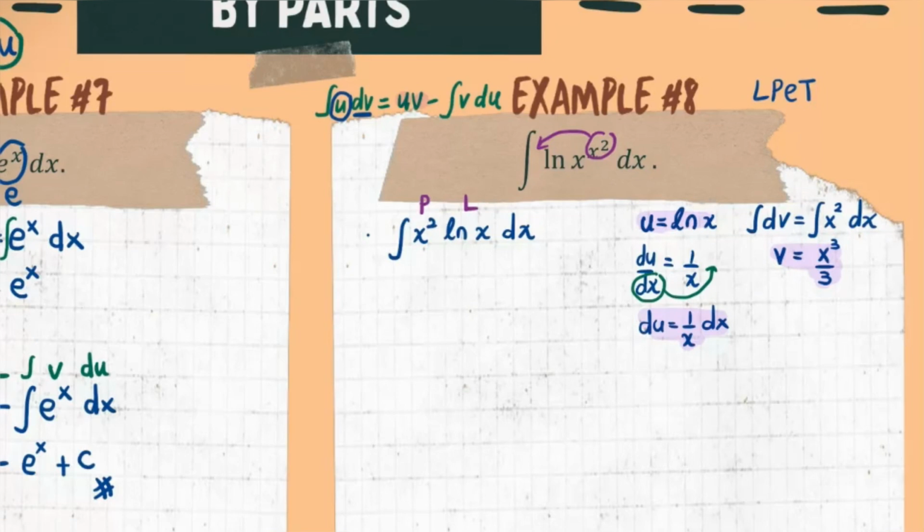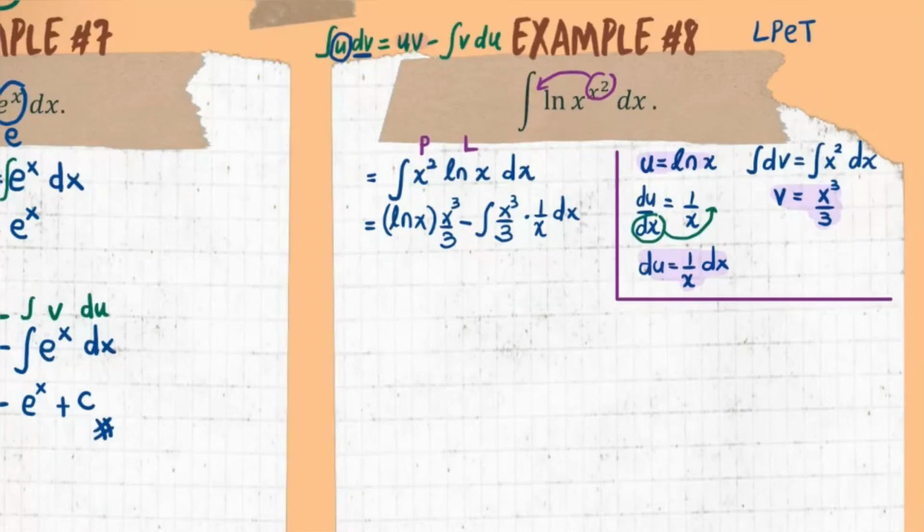Okay, so now rewrite back in terms of the formula UV minus VDU. So U adalah ln of X, V adalah X cube over 3 minus integrate V is X cube over 3 and DU adalah multiply by 1 over X dx. So next, sebelum kita integrate, let's simplify di kawasan integrate ini dahulu. Okay, so ini ln X, X cube over 3, dia adalah UV kan. So dia dah tak ada simbol integration. So that means kita tak perlu buat apa-apa lah.